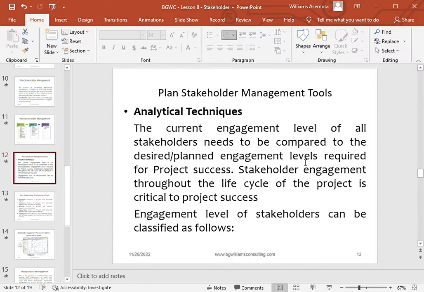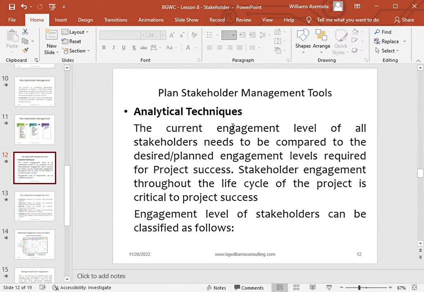So there are analytical techniques which help you as a project manager to identify the stakeholders that you have according to the plan you determined earlier: this is how we engage this stakeholder, this is how we manage, discuss and build a relationship with that stakeholder. Now let's assume that as the project has started, you begin to ask yourself, those stakeholders in quadrant A, are you engaging them as expected? So that is why these analytical techniques become very key.